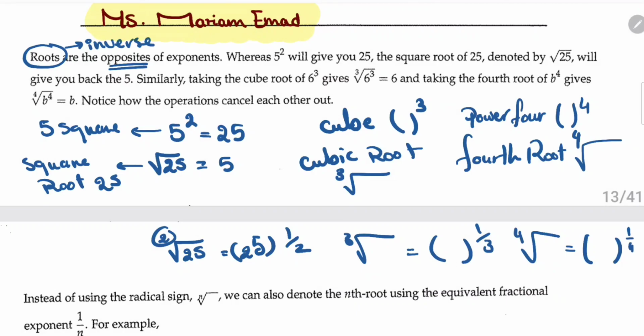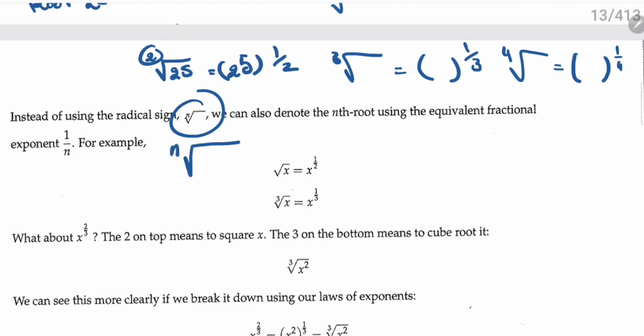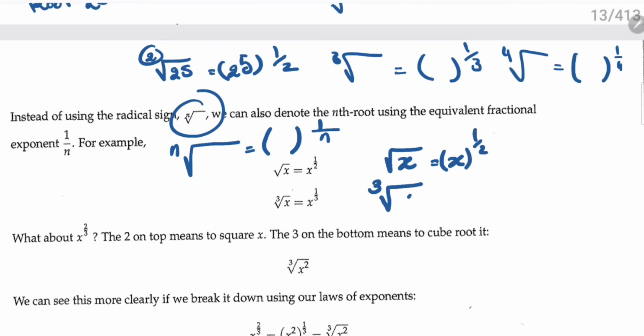So, the general rule is the nth root, I can write it as to the power 1 over n. Okay? Let's take an example like the square root of x. I can write it as x to the power half. The cubic root of x, it's x to the power third.